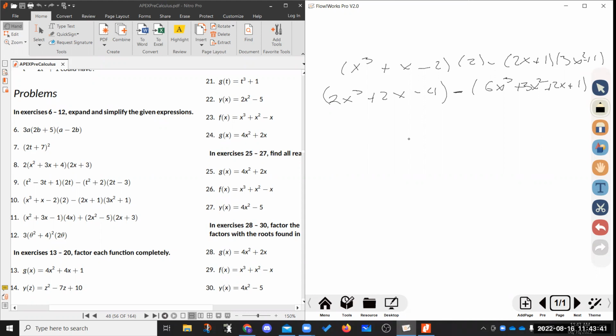So I didn't write FOIL in the way that I normally would. This is going to be 2 minus 6 x to the third minus 3x squared. I don't have an x squared term over here. Plus 2 minus 2x plus a negative 4 minus 1 be a negative 4x to the third minus 3x squared. That's 0 minus 5.